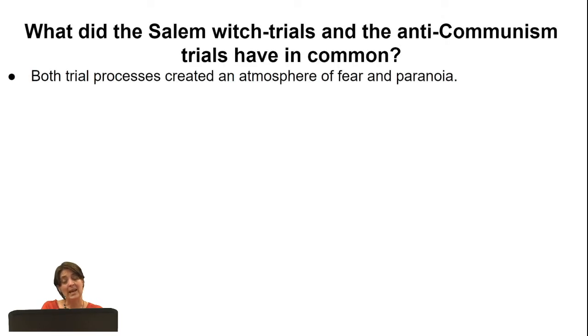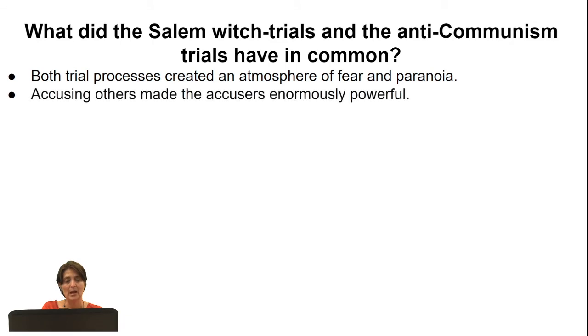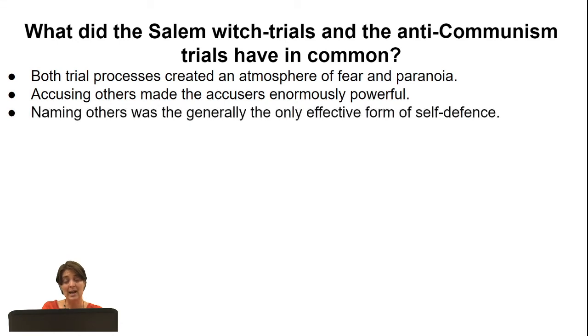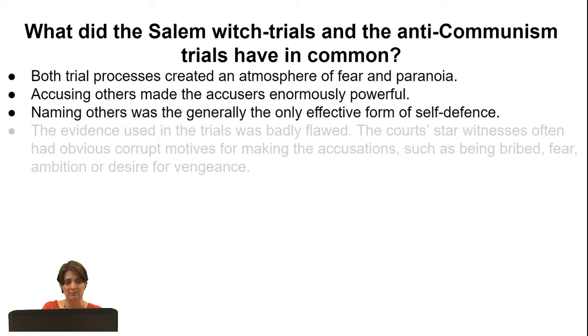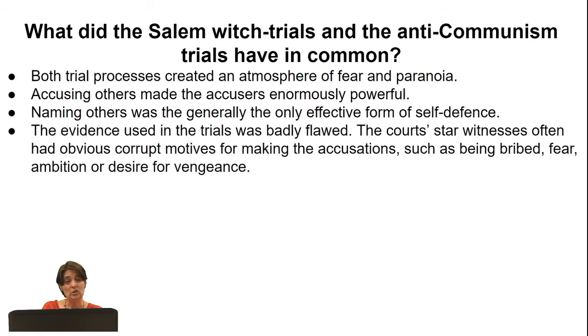So what did the Salem witch trials and the anti-communism trials have in common? Well, both trial processes created an atmosphere of extreme fear and paranoia. In both cases, accusing others made the accusers very, very powerful. Naming others, if you were accused, was generally the only effective form of self-defense. The evidence used in both sets of trials was very badly flawed. The court's star witnesses often had obviously corrupt motives for making their accusations.